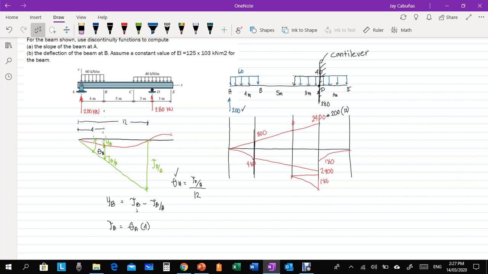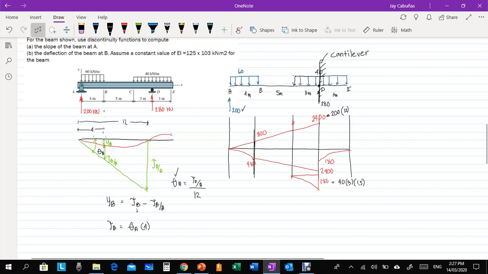It's equal to 2,400. Next, this load, which is downward, therefore has a negative area. That is 40 times 3 times 1.5. So 120 times 1.5, that is 180. Then this one, 60 Newton meter.